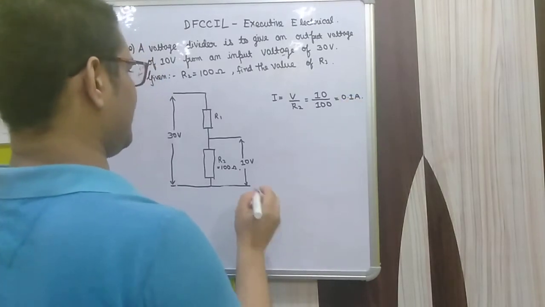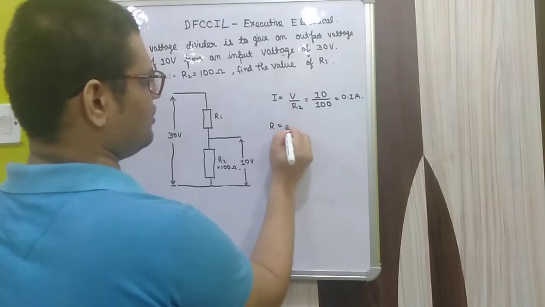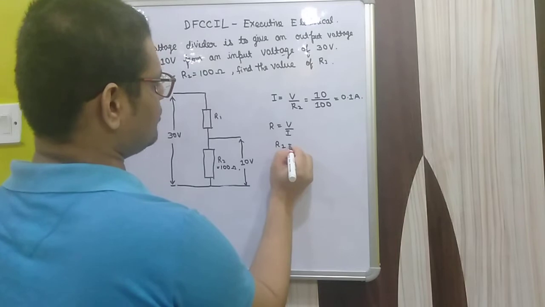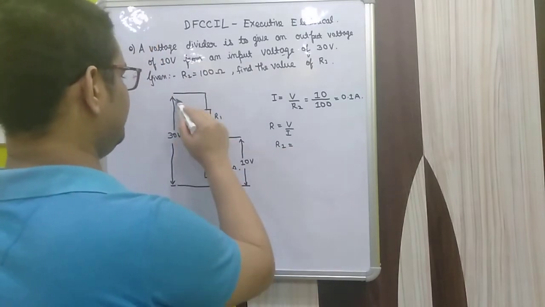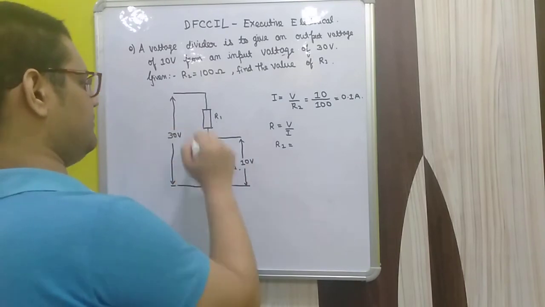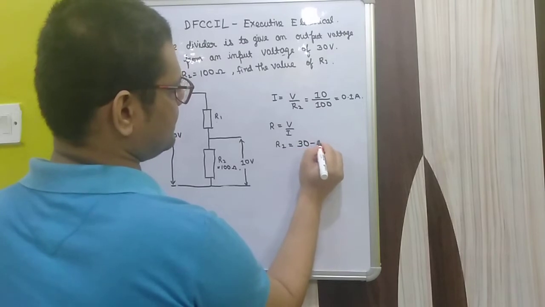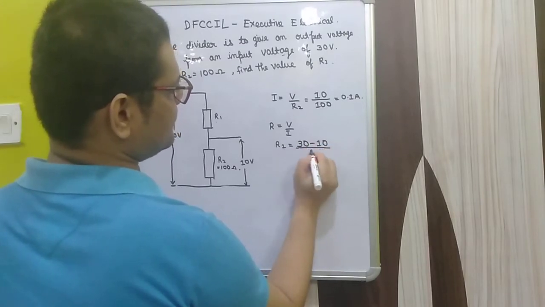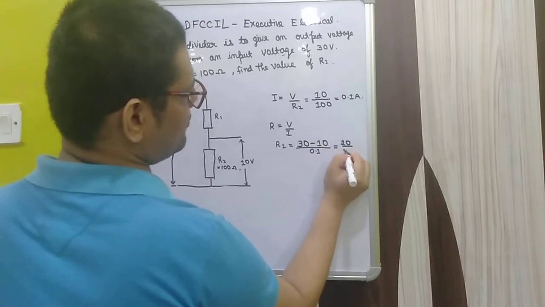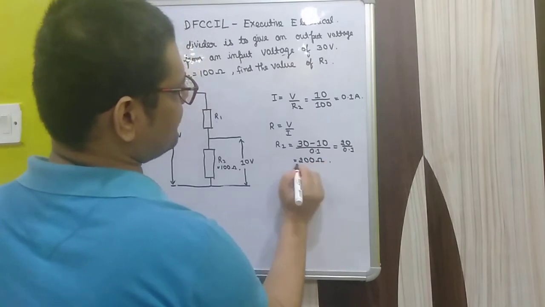Now we have to calculate this R1, this resistance. How do we calculate R1? We know that R is equal to V by I. So R1 is equal to the input voltage minus the output voltage, as the resistance is located here. That is 30 minus 10. The current will remain constant, that is 0.1 ampere. So 20 divided by 0.1 is 200 ohm. This is the final answer.